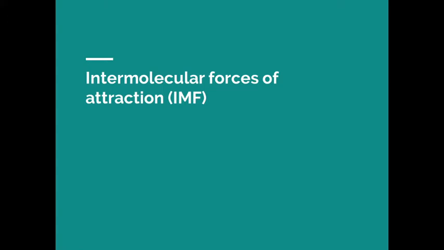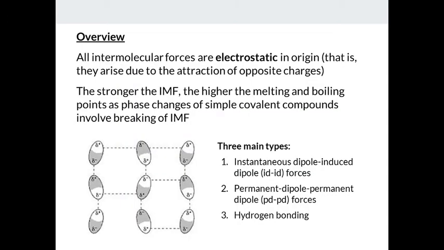So now let us take a look at intermolecular forces of attraction. All intermolecular forces are electrostatic in origin. That is, they arise due to the attraction of opposite charges. The stronger the intermolecular forces, the higher the melting and boiling points, as phase changes of simple covalent compounds involve the breaking of intermolecular forces. There are 3 main types of intermolecular forces: ID-ID, PD-PD, and hydrogen bonding.